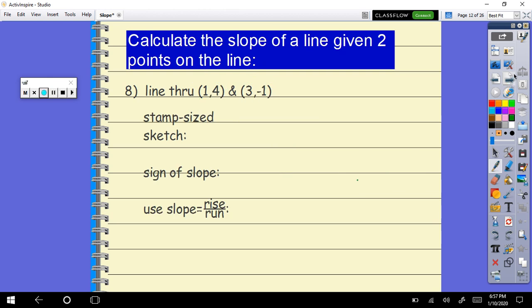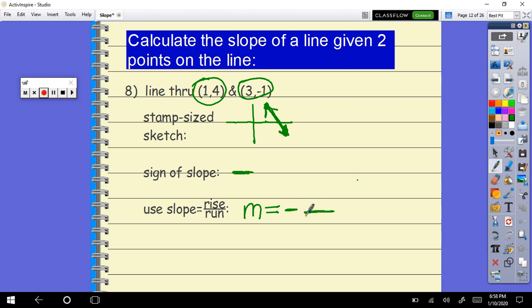So I'm going to do the same thing. I'm going to look at my stamp size sketch. So the point (1, 4), I know I should count right 1, up 4. And then the point (3, -1), I know I should count right 3, so I have to go further out and down 1. Well, again, the minute that I plot the 2 points, I can see that my line is diagonal and it falls. So the slope is negative.